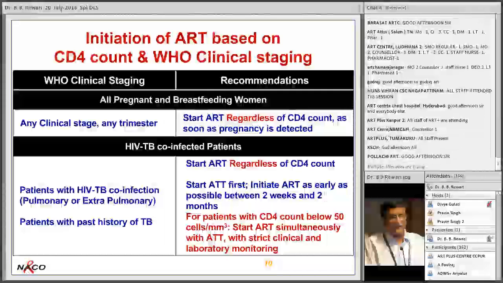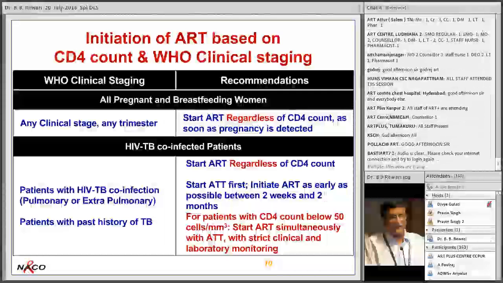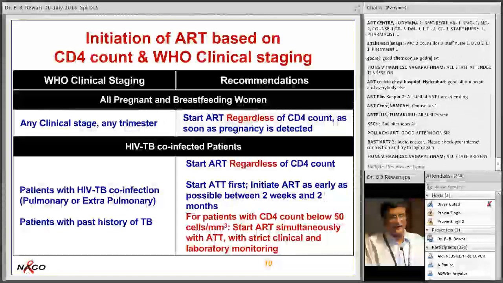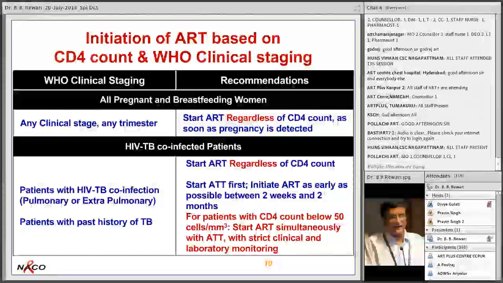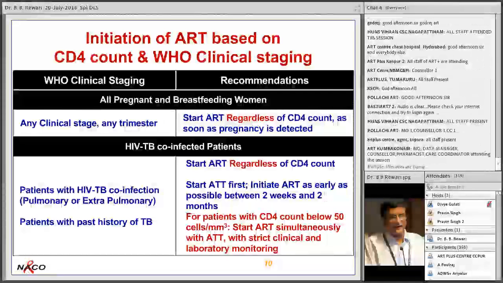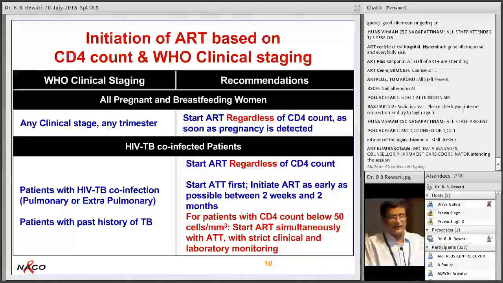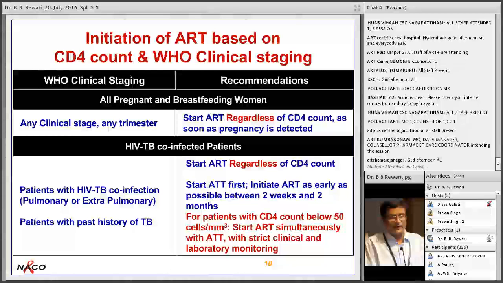Patient with HIV TB co-infection, whether it is pulmonary TB, which is stage 3, or it is extrapulmonary TB, which is stage 4, or even when patient has a past history of TB, start ART regardless of CD4 count. Start ATT first. Initiate ART as early as possible between 2 weeks to 2 months.